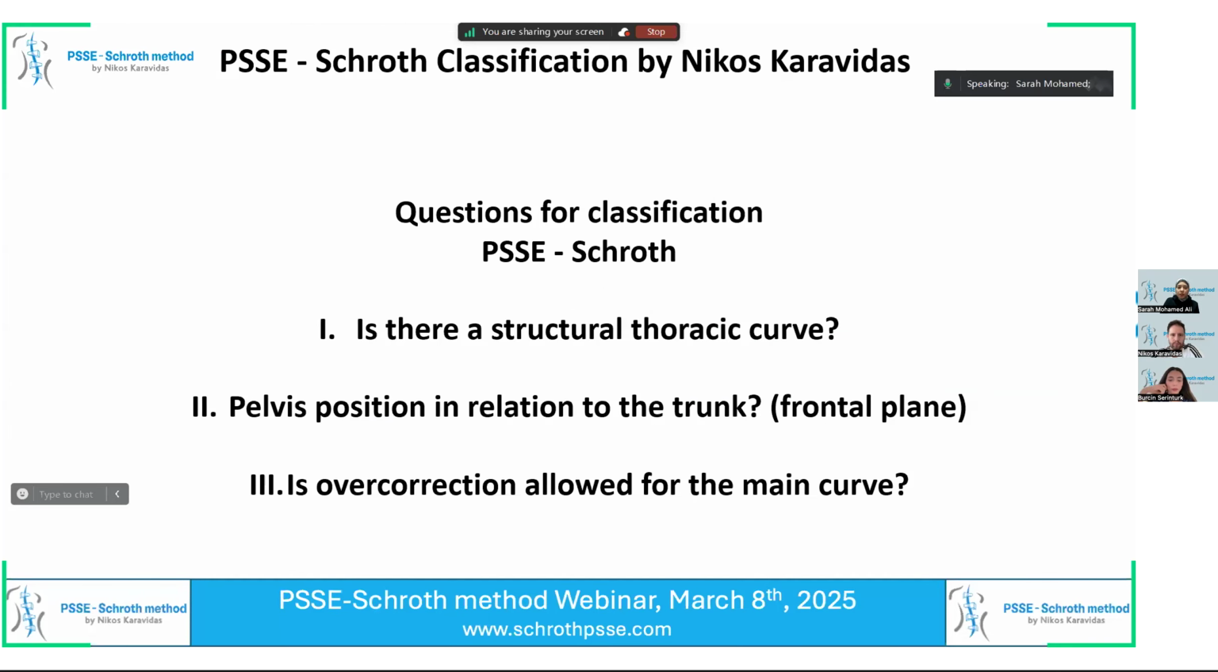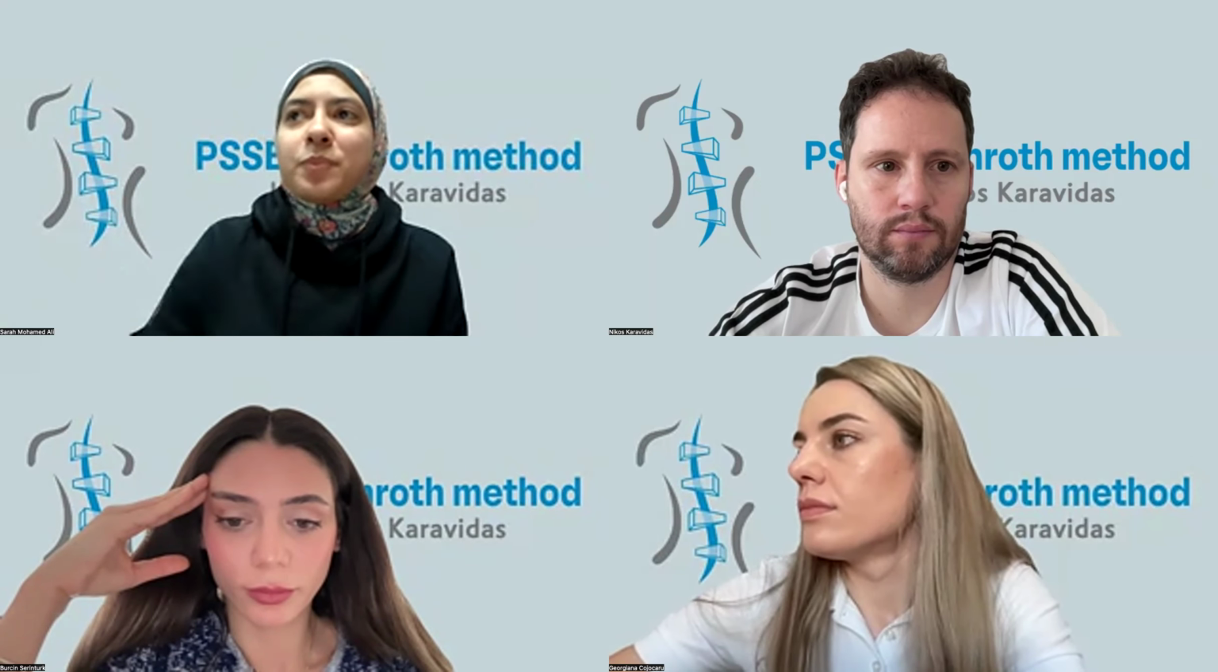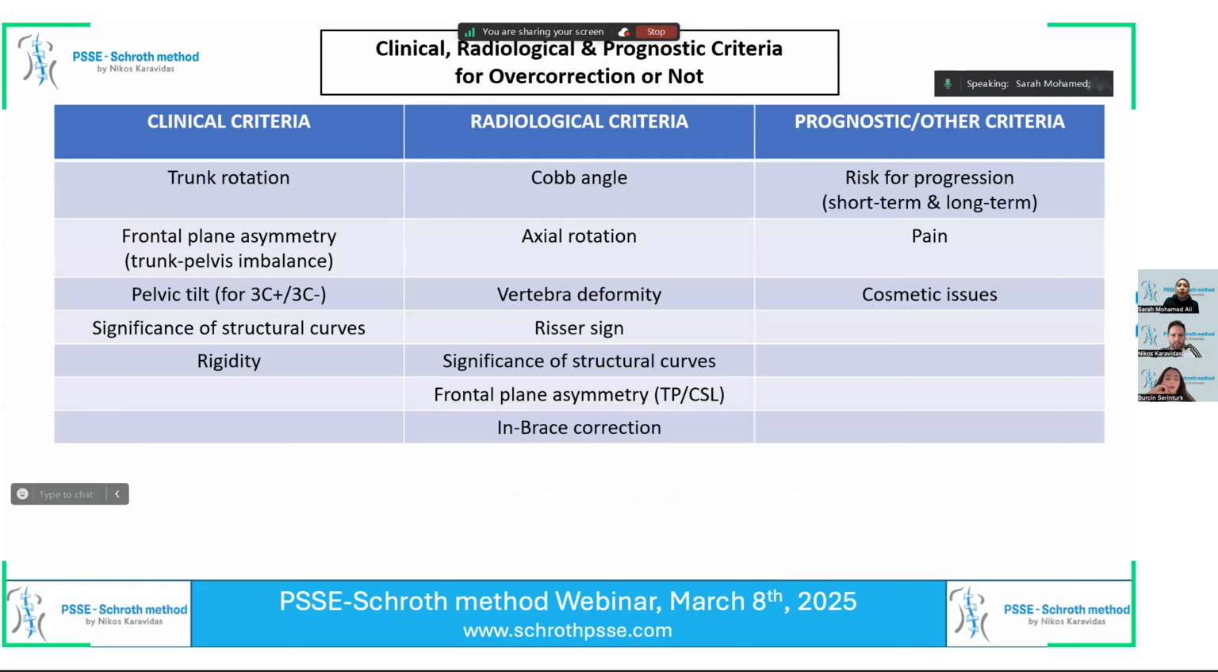In order to answer the third question about the overcorrection, we need to answer first, what is an overcorrection? Where is my main curve? And can I do overcorrection or not? In our classification system, we have clinical, radiological, and prognostic criteria to decide on the overcorrection.